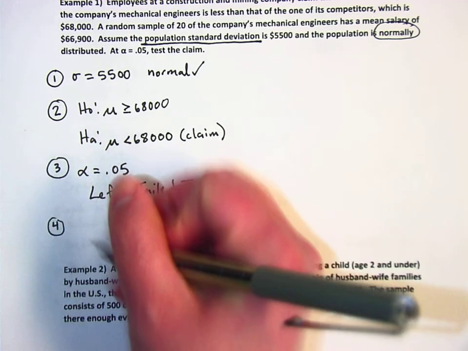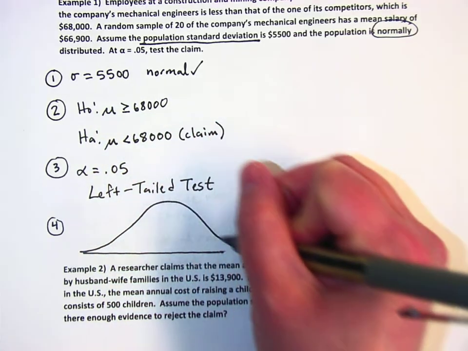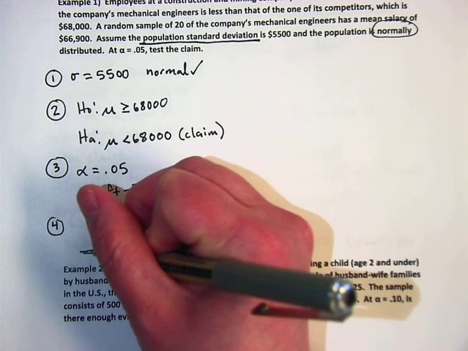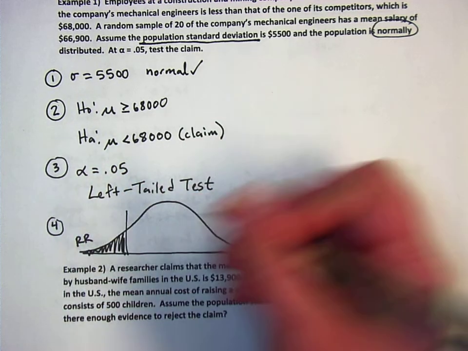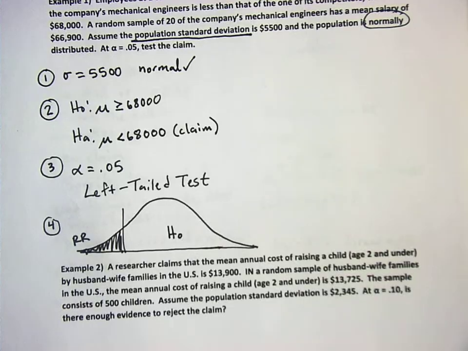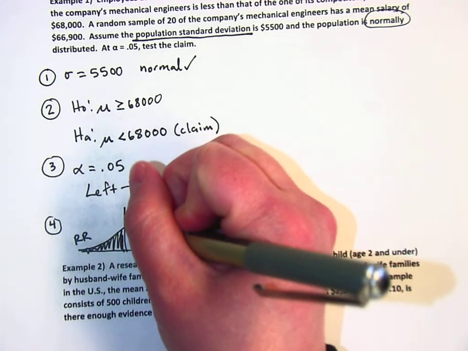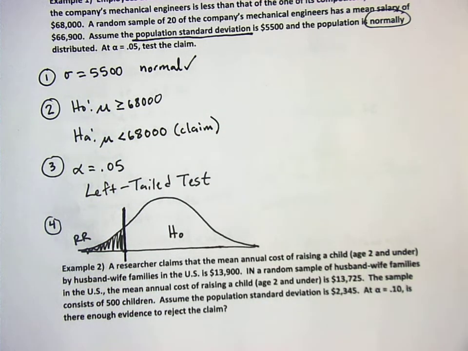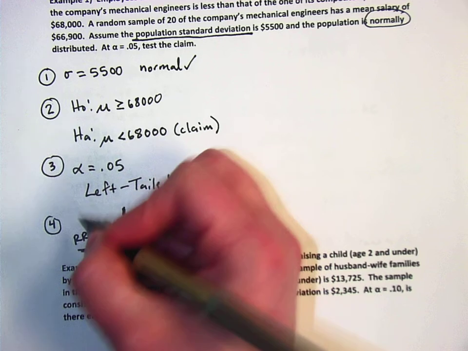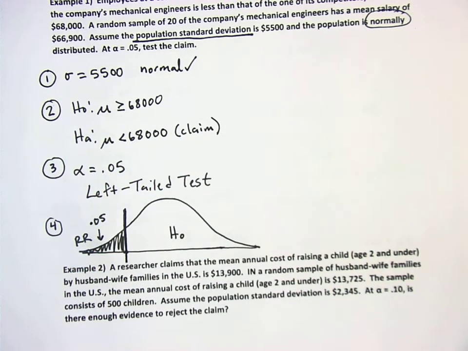So for number 4, I'm going to draw a picture of a left-tailed test. Here's my tail. This is my rejection region over here. And here's my null over here. And then I need to figure out what my line is. Basically, where would I reject and where would I accept? What z-score would I accept or reject on? For that, I know that my alpha is 0.05. That means there's 5% in this tail.